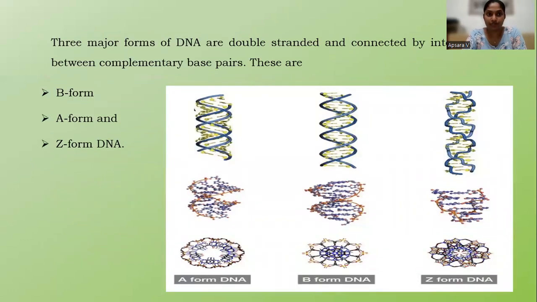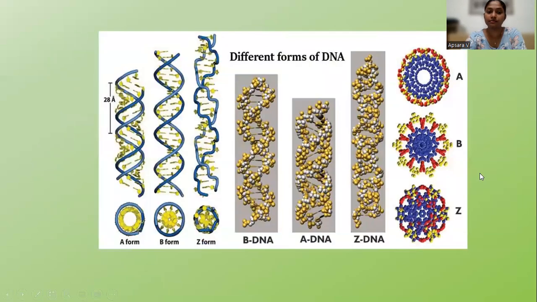Moving on to the types of DNA, three major forms of DNA are double-stranded and connected by interactions between the complementary base pairs. These are the B form, A form, and the Z form. This image summarizes the different types of DNA.